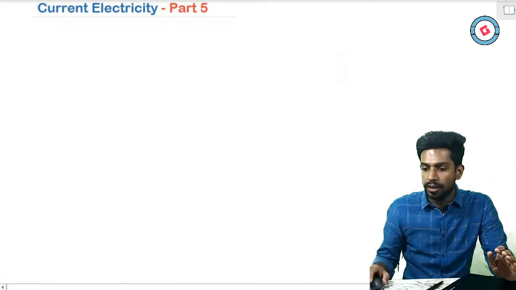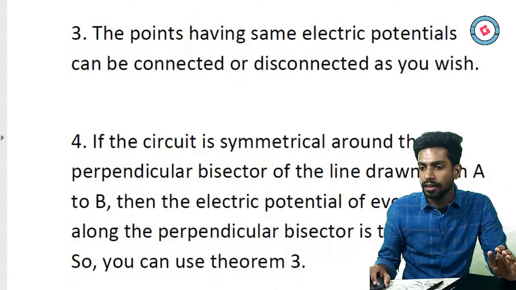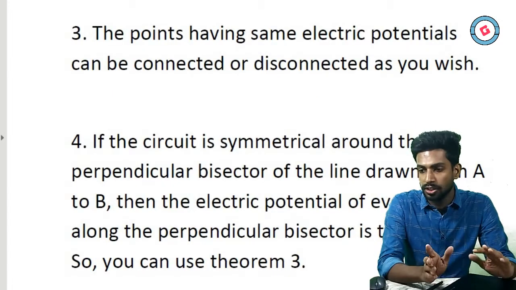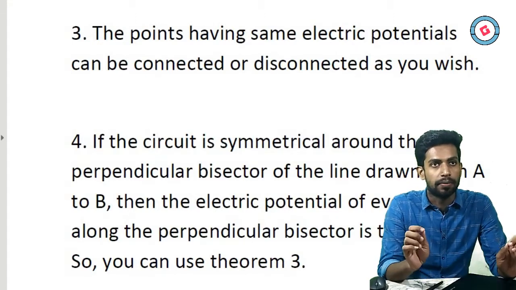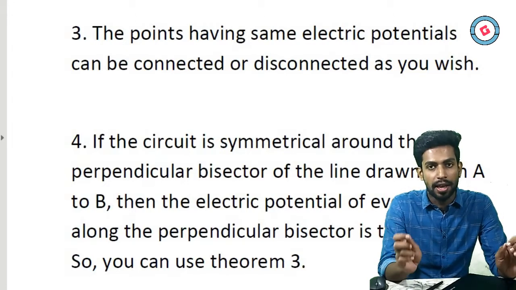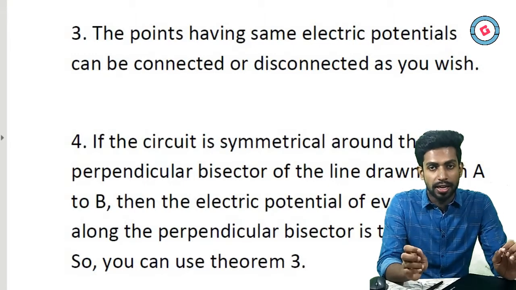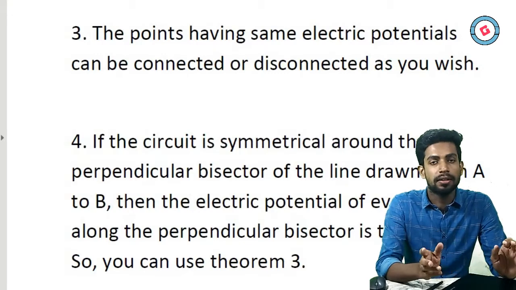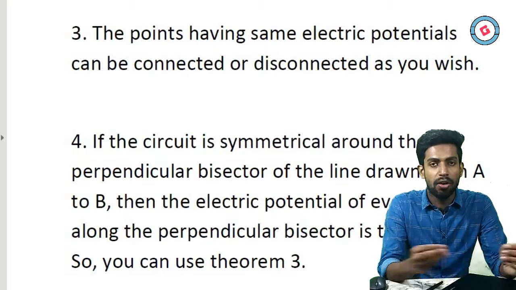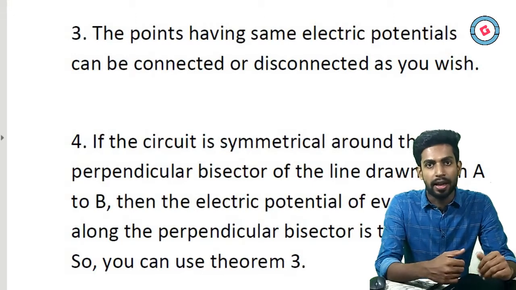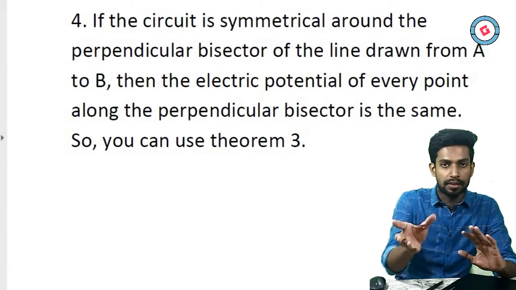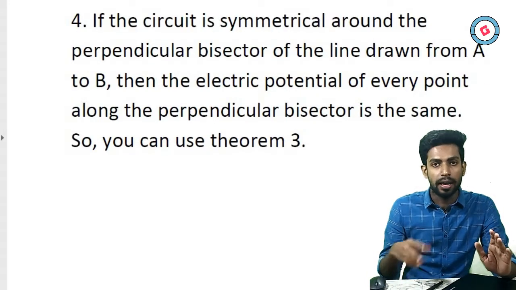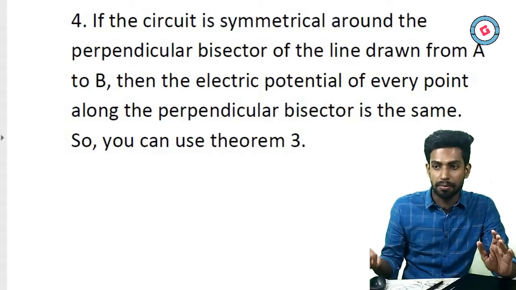Let's move on to theory number 3. It says that points having the same electric potential can be connected or disconnected as you wish. If you know that 2 or more points have the same electric potential, then you can either connect them, or if they are already connected, you can disconnect them as you wish. It's your preference. So this is a theory that helps other theories come back.